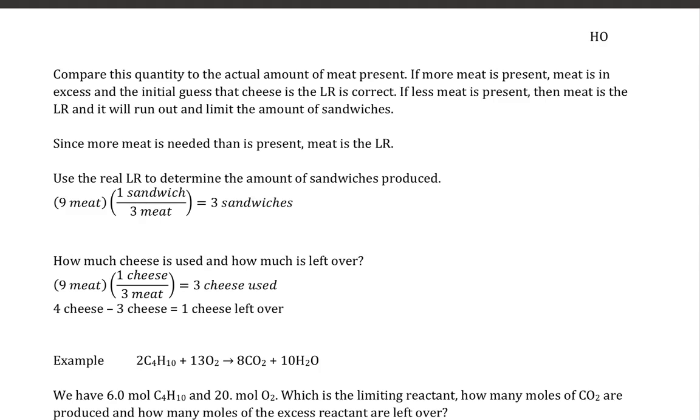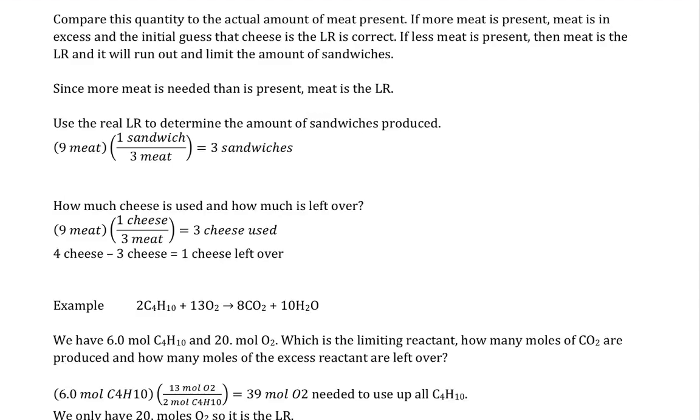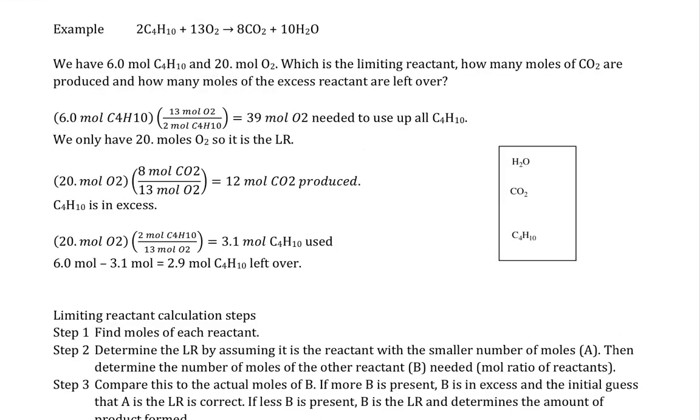Now, how much cheese is used and how much is left over. Okay, so how much cheese did we use with those 9 pieces of meat? We take the 9 meats, multiply by the ratio between cheese and meat, 1 to 3, and we get that 3 pieces of cheese were used. We subtract that from what we had, 4, and we get 1 piece of cheese is left over. Okay, so simple steps with that sandwich. Now let's apply them to a less obvious chemical reaction.